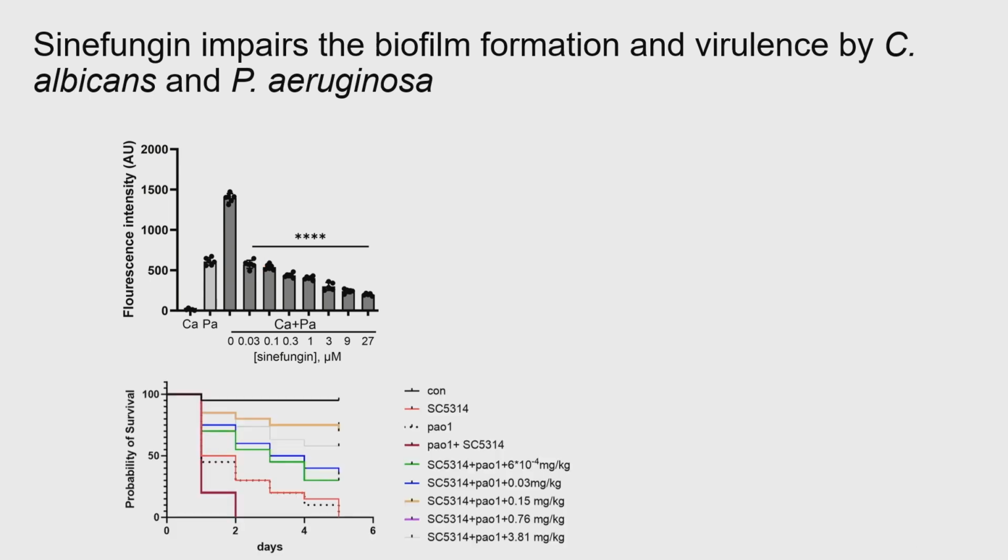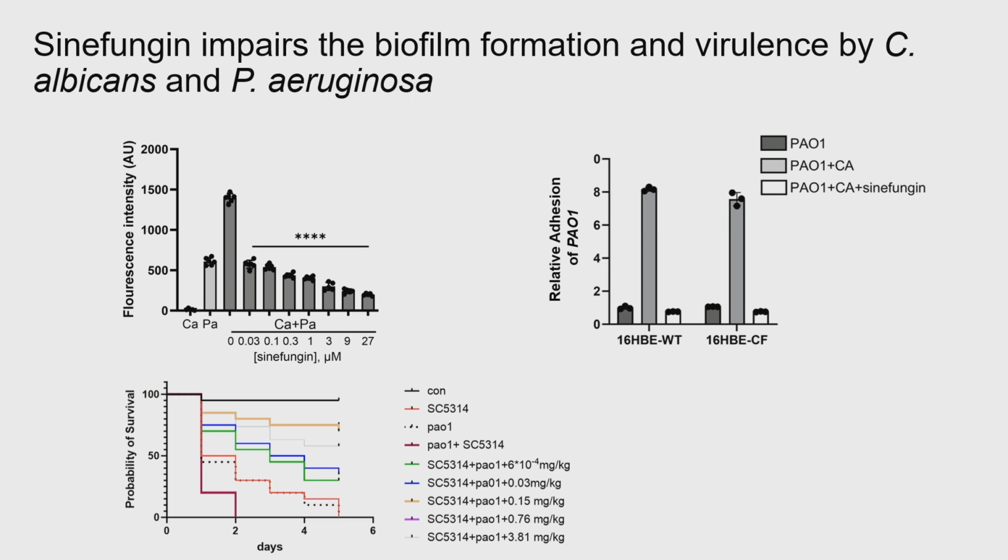In the Galleria organism, if you mix Candida and Pseudomonas together, instead of 5 days, in 2 days, everything is dead, as you can see here. But then again, you add sinafungin, and you see that up to 80% of the worms can survive. And last, we show that Pseudomonas can bind better to human cells in the presence of Candida, comparing this one to this one. But again, as you add sinafungin, that adhesion goes down.